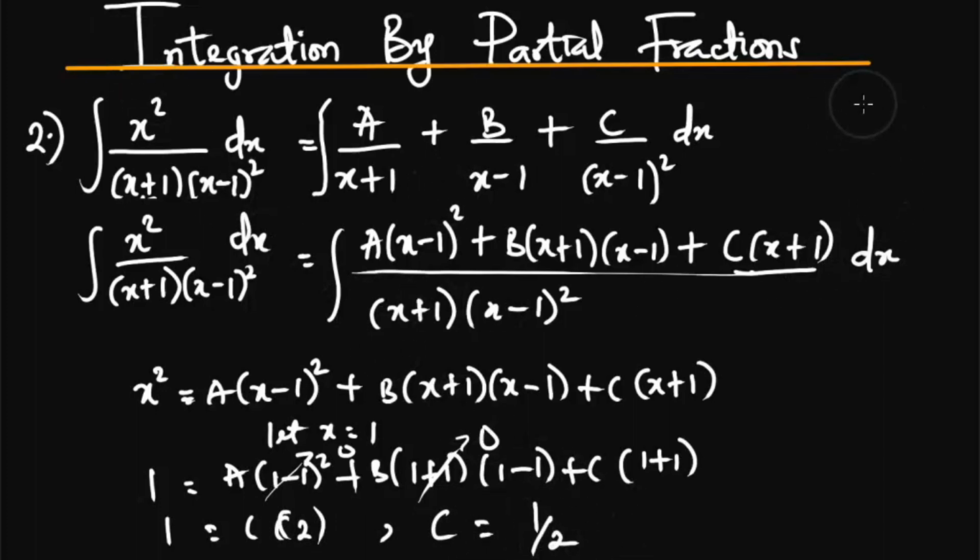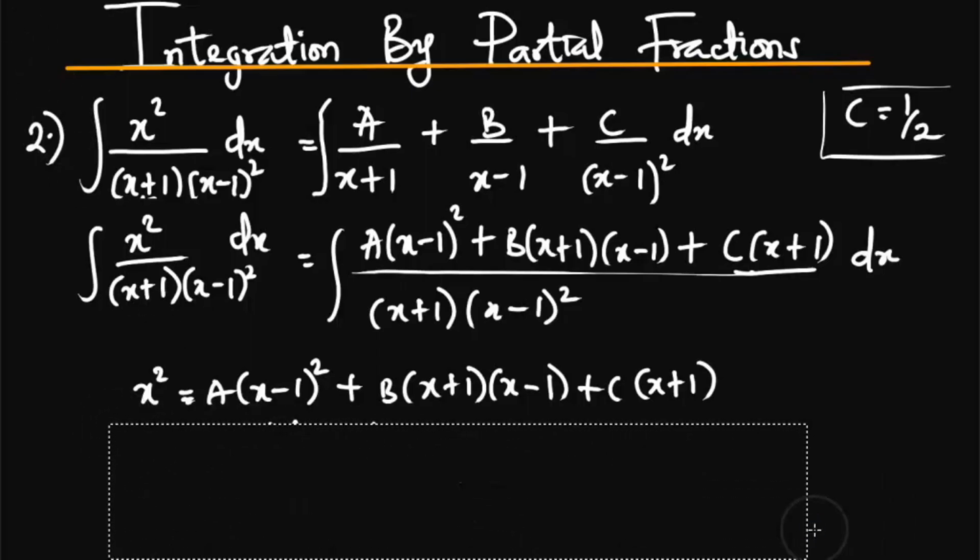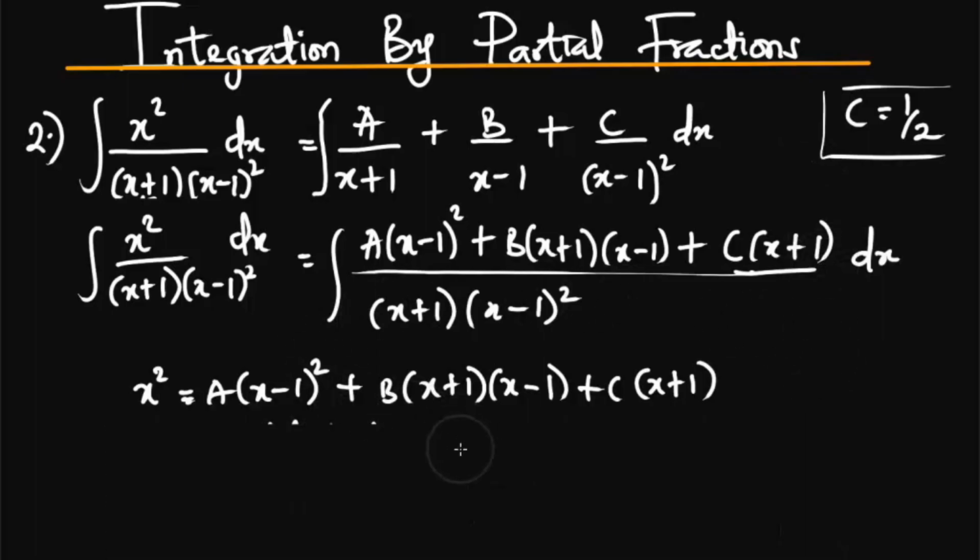So let's put it here: C equals 1 over 2. So what else can we do? We can make x equal to minus 1. If we make x equal to minus 1, that means this becomes 0, and I think this will also become 0. So let x equal minus 1. And we're going to have (minus 1) squared. That gives us 1.